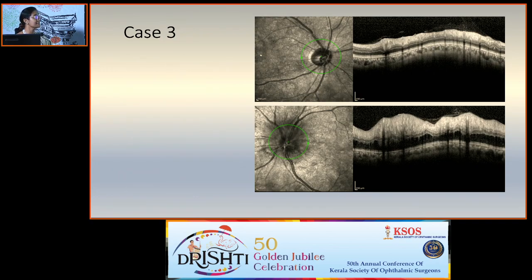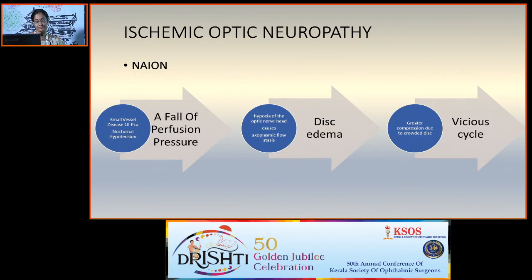He had a sudden blurring of vision in the left eye, and the left eye disc was found to be edematous. Actually, on retrospective analysis, the right eye looked smaller. The cup disc ratio was only 0.2. So we arrived at a diagnosis of non-arteritic ischemic optic neuropathy.